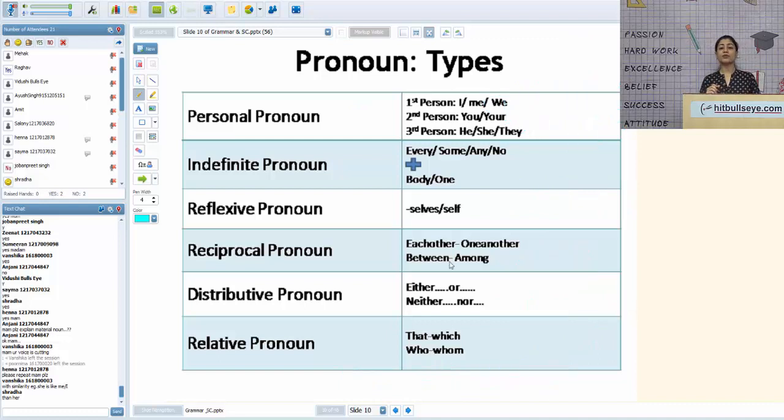Yes, Shraddha, whenever we use "than", that makes it a comparison. Yes, Hina, Ram is taller than she and not her.